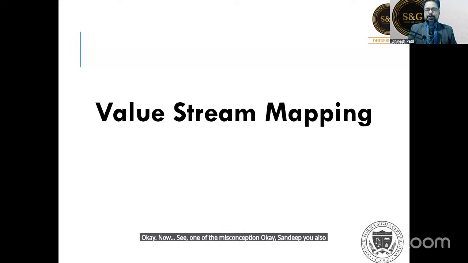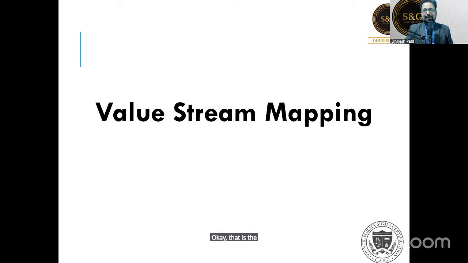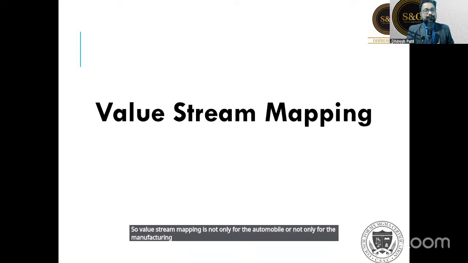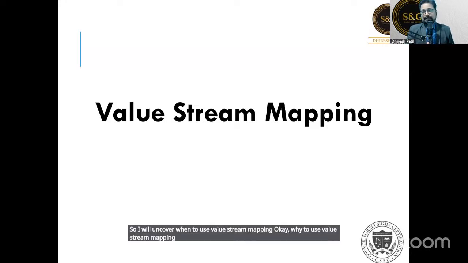One of the misconceptions is that value stream mapping is only for the automobile industry. That is the myth. We will burst that myth today. Value stream mapping is not only for automobile or manufacturing. It is for every process. But does it need to be done in each and every Lean Six Sigma project? The answer is no. I will uncover when to use value stream mapping and why to use it, everything in this entire journey.